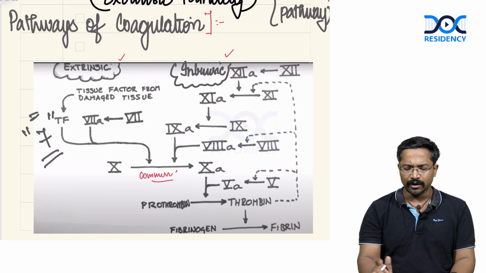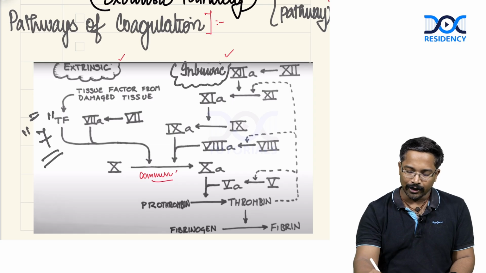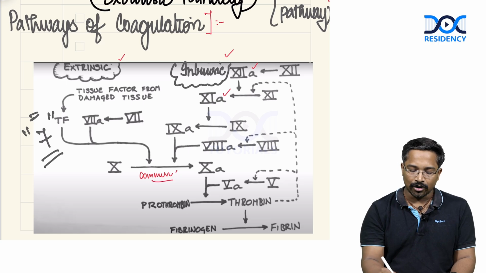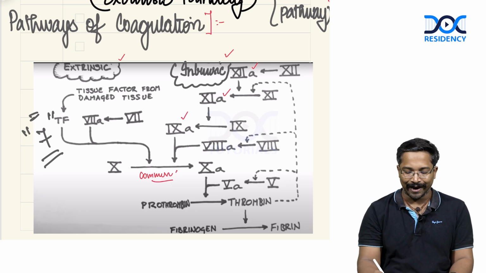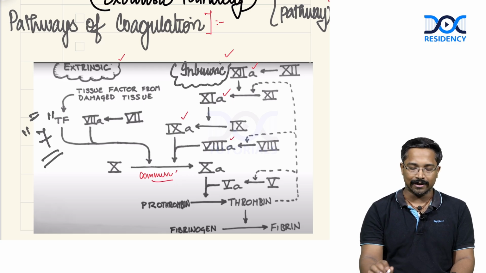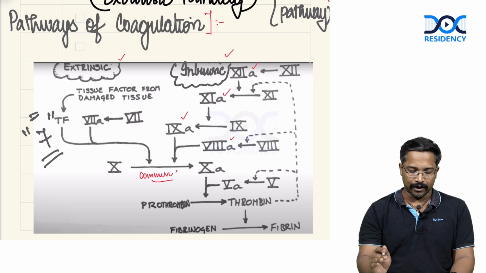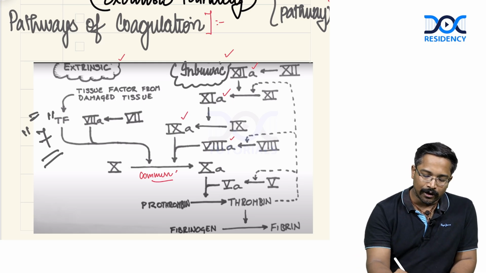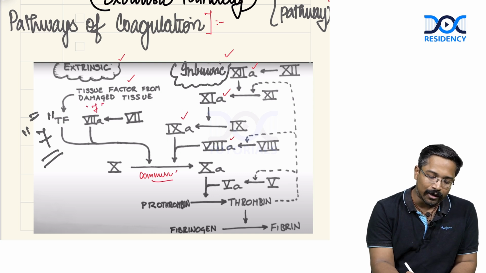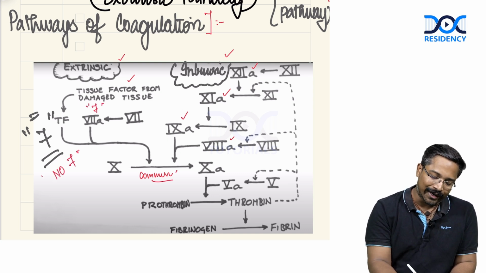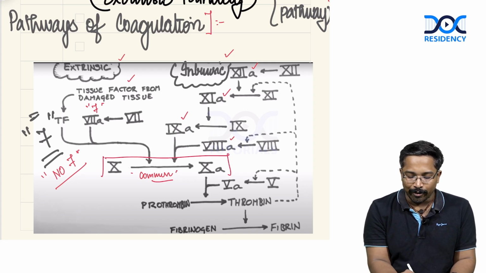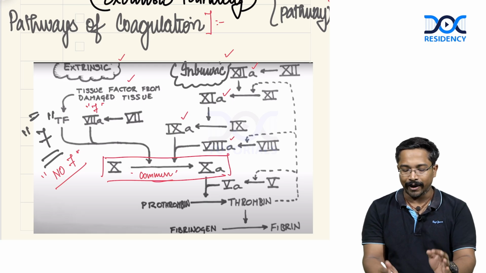Now what happens is the factor 12 gets activated into 12A, and activated 12A causes activation of 11 into 11A, which in turn causes activation of factor 9 into 9A, and factor 8 also will act in this intrinsic pathway. When all this occurs, the extrinsic pathway, namely the tissue factor from the damaged tissue, will activate factor 7. Remember, number 7 is the only factor here which will activate 10 to 10A. Until here extrinsic is separate, intrinsic is separate.